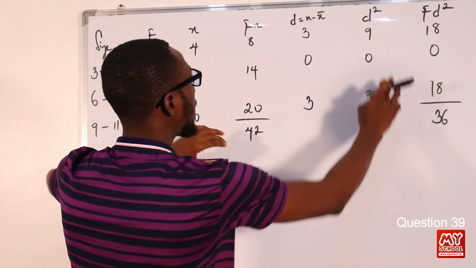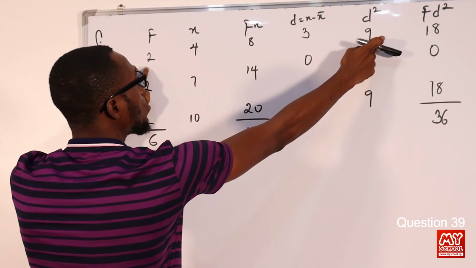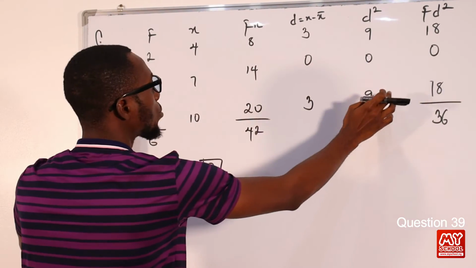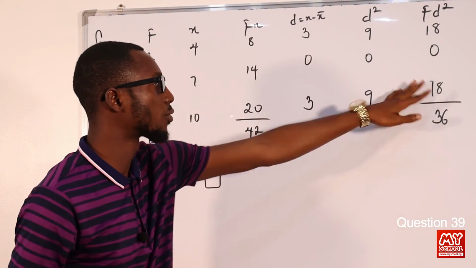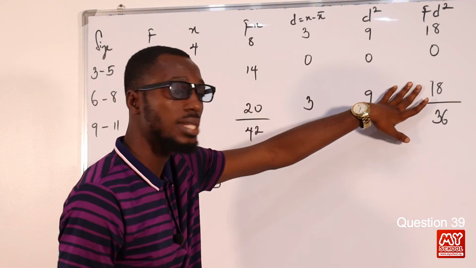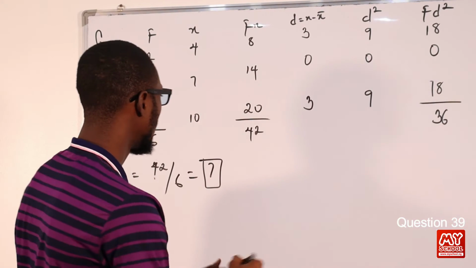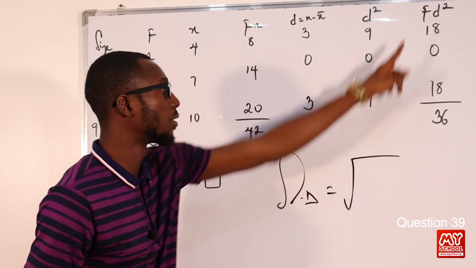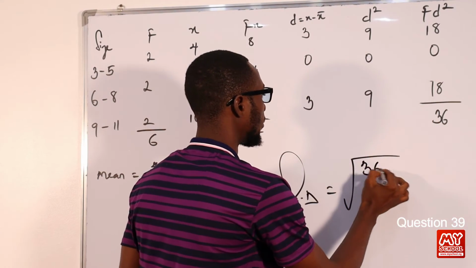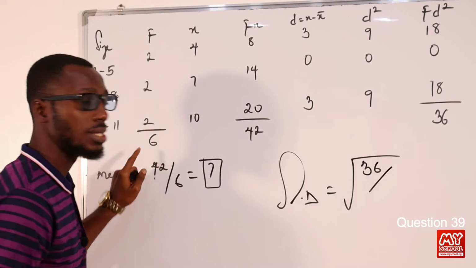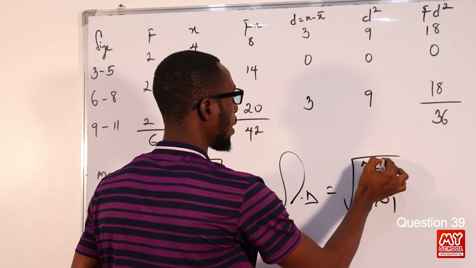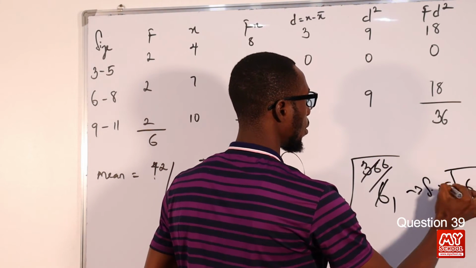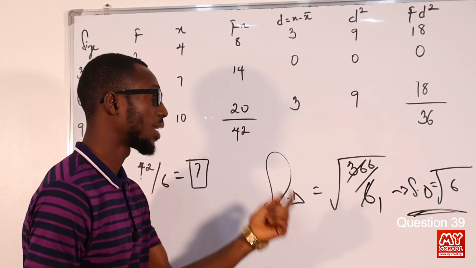Then we multiply our frequency times this. 2 times 9, that is 18. 2 times 0, that is 0. Then again, 2 times 9, that is 18. So the sum of all of this, 18 plus 0 is 18, plus 18 is 36. So our standard deviation is the square root of the sum of this, which is 36, over the sum of our frequency, which is 6. 36 over 6 is 6. So the standard deviation equals the square root of 6. That's our answer, root 6.